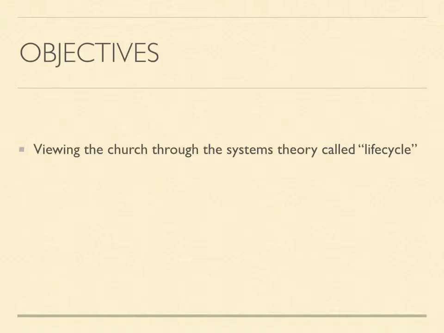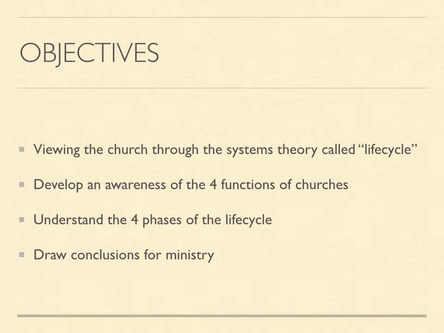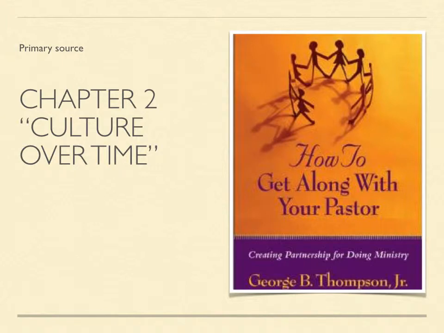The objectives of this training are to view the church through the systems theory called the life cycle, develop an awareness of the four basic functions of the church, understand the four phases of the life cycle and your particular church's position on the life cycle. And then lastly, we want to draw some conclusions for ministry as we look at the church through this particular lens. Now, the primary source for this presentation comes from George Thompson's book, How to Get Along with Your Pastor, Creating Partnership for Doing Ministry.